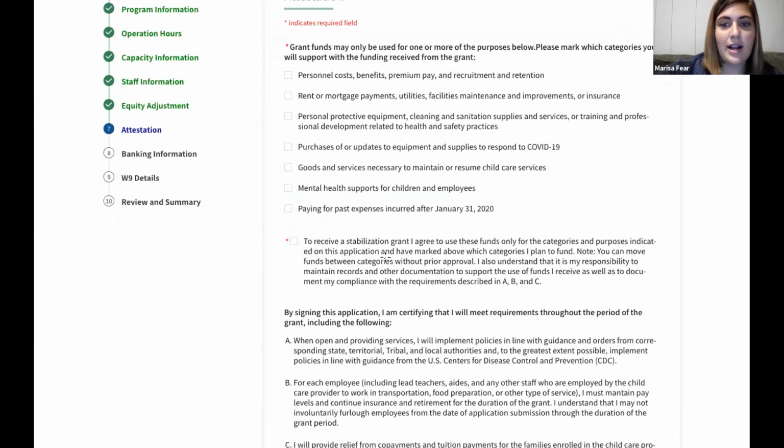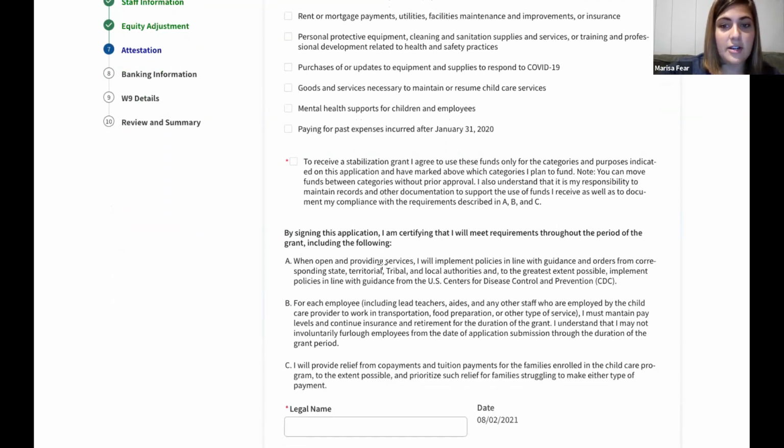And then right here, it gives you a little bit more information that it is the provider's responsibility to maintain records and other documentation to support the use of these funds. So that's where you'll want to keep that documentation.